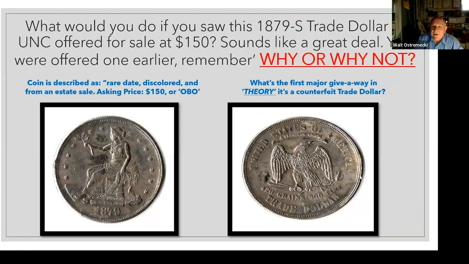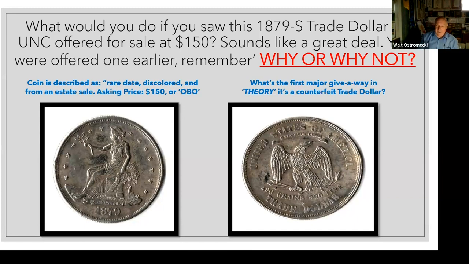So as I mentioned earlier, I have a 1879-S. This is an example trade dollar. And I'm going to offer it for sale. I'm not here to actually sell, but you know, I mentioned earlier, it sounds like a good deal. You went to one of those street vendors, perhaps in Los Angeles in 2009 when the show was there. It sounds like a great deal. Not bad. If you look at the artwork on it, it's not the best. Of course, is it genuine? No. You take a look at Lady Liberty, especially. What's wrong with that? Well, the coin is a scarce, rare date, discolored, from an estate sale, asking price $150 or best offer.